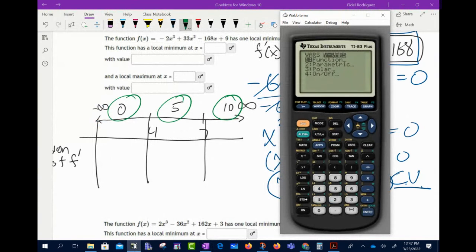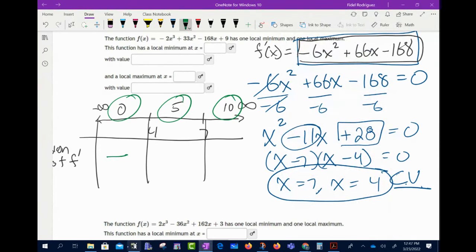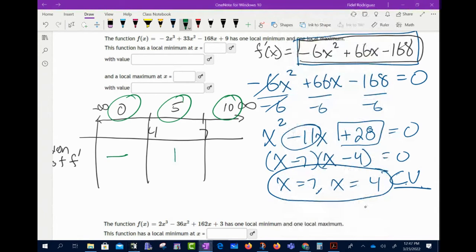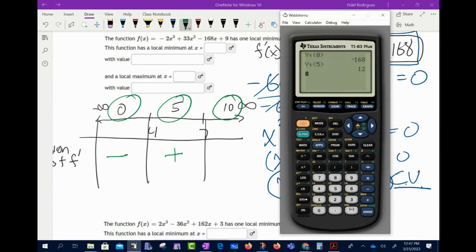Okay, so look, let's do the first one. Let's plug in 0. When I plug in 0, look at the sign of my number. I'm not necessarily interested in the value. I'm only interested in the sign. So the sign of my number is negative. Okay, I'm going to do the same thing again, but now I'm going to plug in the number 5. I'm going to hit enter. I'm only interested, y'all, in the sign of my number. Sign of my number is positive. Okay. We're going to do this a third time, and we're going to plug in the number 10.